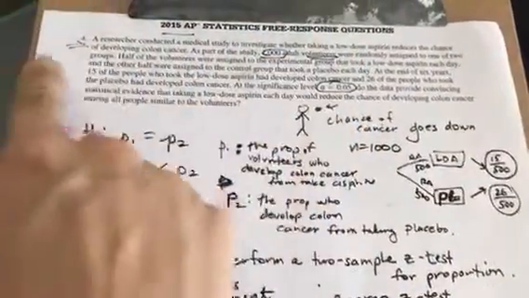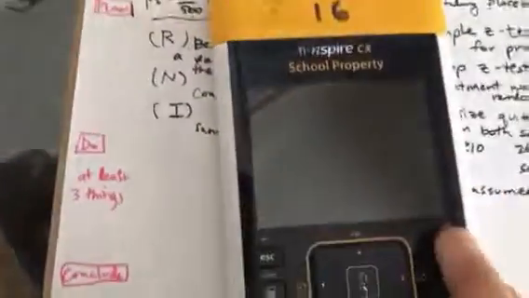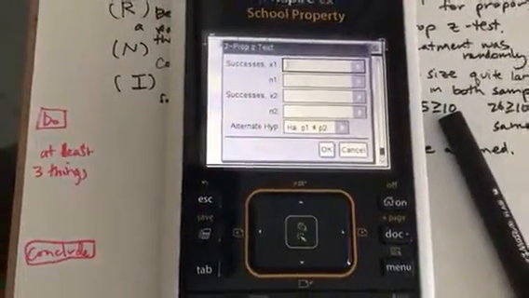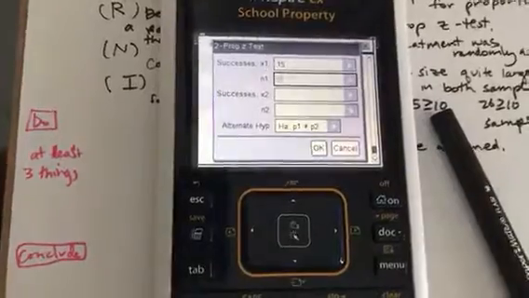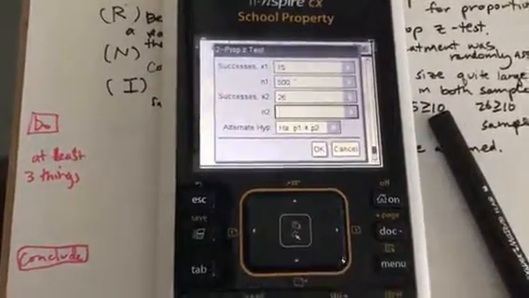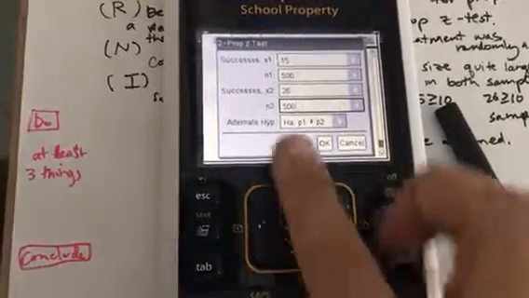2015 AP Free Response Test, question 4, part D, conclude. Let's do it. Now we've established that the two proportions z-test is what we want. We're going to say 15 successes out of 500 was in sample 1 and 26 successes, and I know it's weird to say success is cancer, but that's what we quantified.